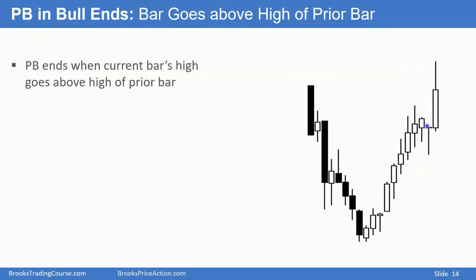Here we have a bull trend and we have a pullback. This pullback ends when a bar goes above the high of that bar. So this is the end of that pullback. Sometimes you'll get more pullback, a second or a third leg down, but this pullback ends as soon as a bar goes above its high.